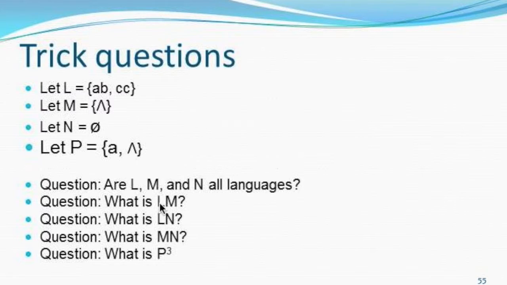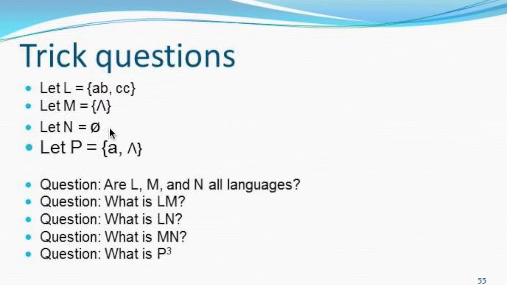The next question, what is LM, the product of the language L with the language M? Since the language M just contains the empty string, lambda, LM is just going to be the same as L, right? If we talk about LN, the product of L and N, well, remember language product is take one thing from here and one thing from here and concatenate it.